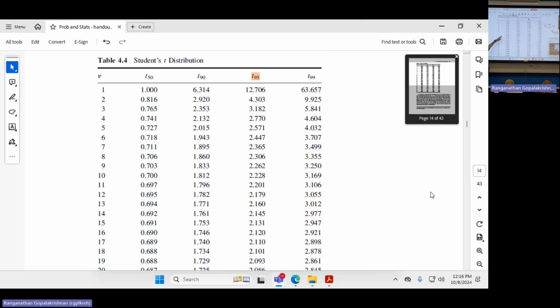And one thing you can see in this chart is as you go down in this column where nu is simply equal to n minus 1, as nu increases, the t value also decreases. So if you see here, it starts at 12.7, goes down to 1.96. So you can make your measurement more reliable by doing more observations, which will decrease the confidence interval and also decrease the t statistic value.